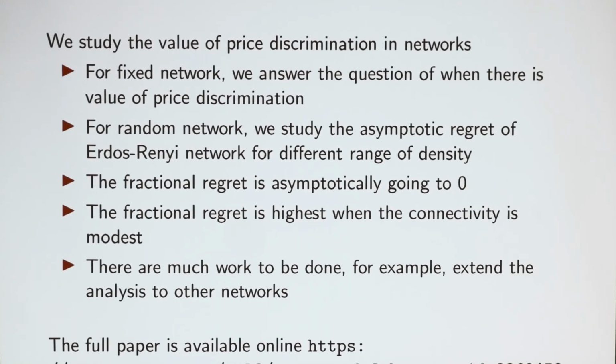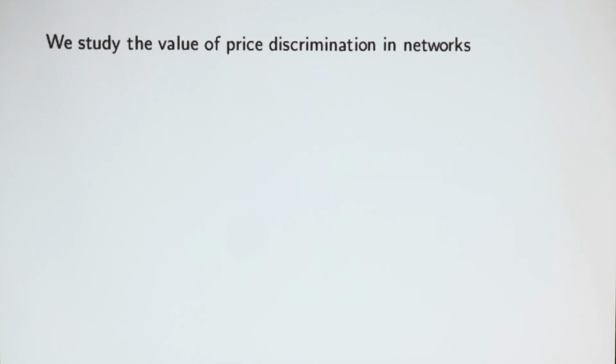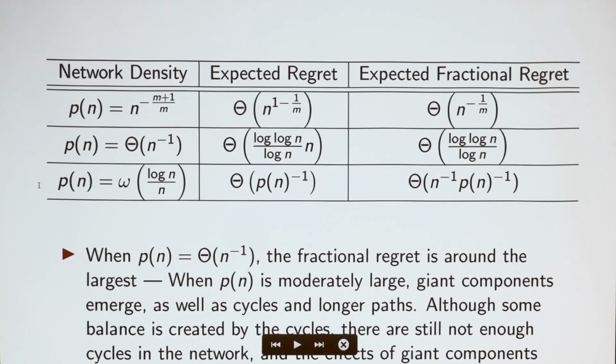So when the graph is random, the regret is also a random variable. Yes. Are your results the expectation of that random variable? Yes. Yeah, that's the table that I show here. They are all expected regret and expected fractional regrets.